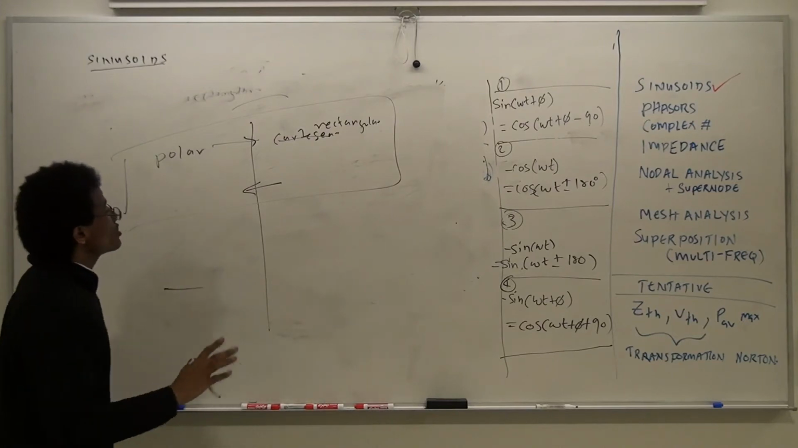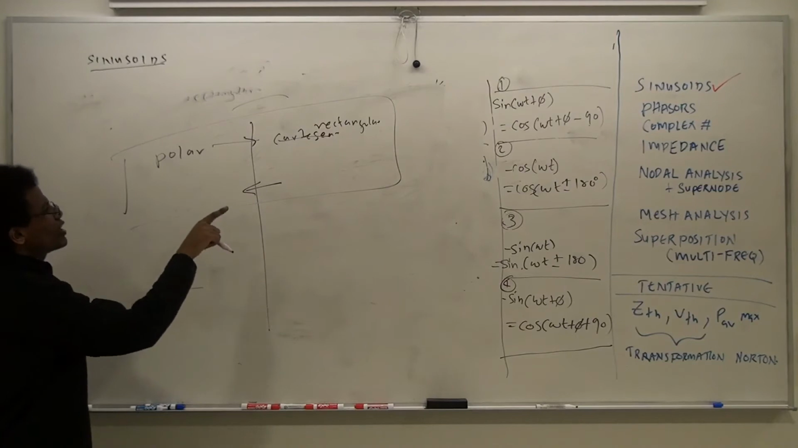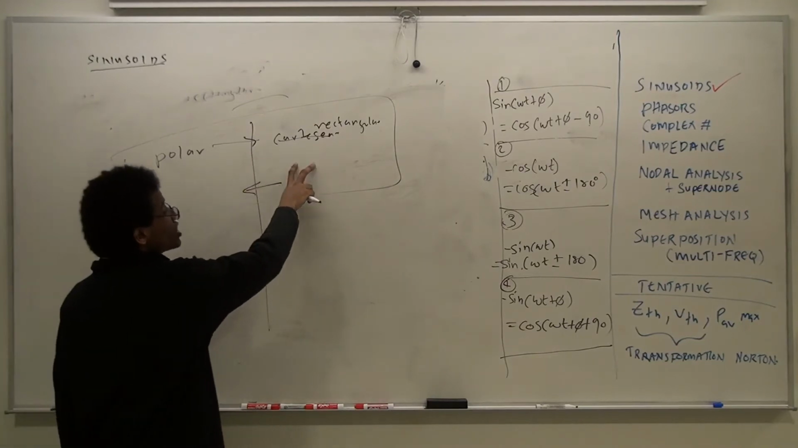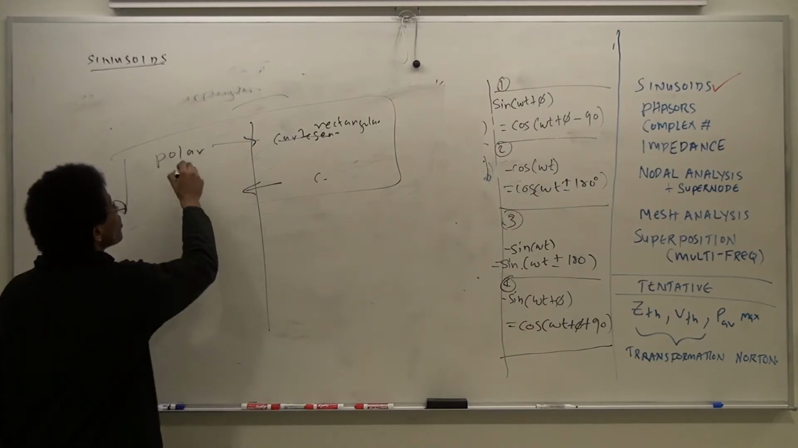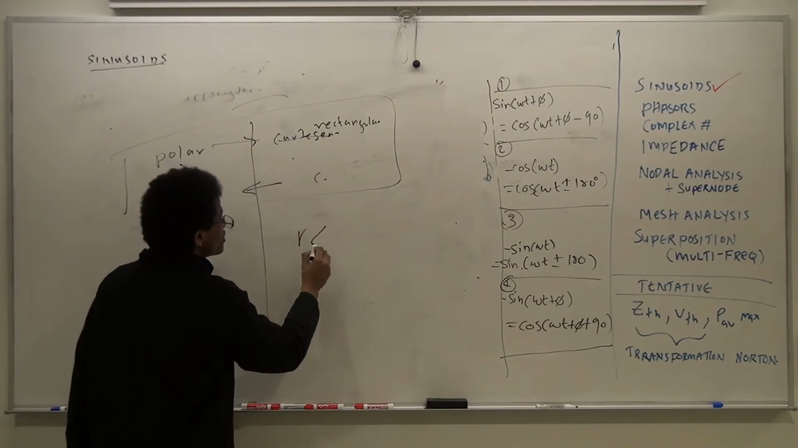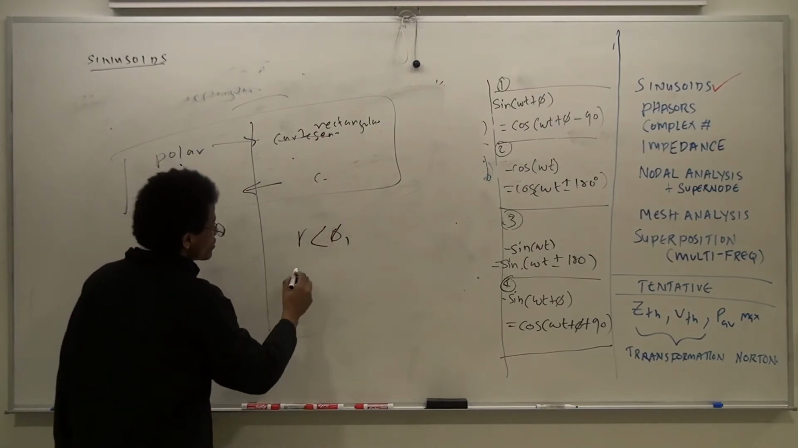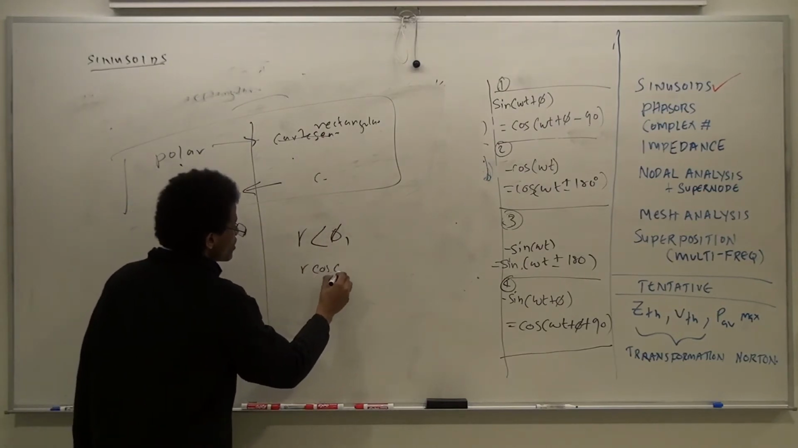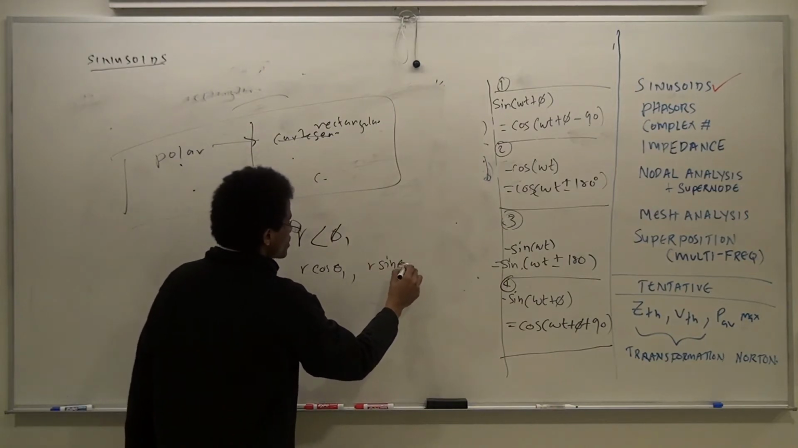The only concern is, did I talk about how to go from polar to Cartesian? No, but I did talk about how to go from Cartesian to polar, right? So how do you go from polar to Cartesian? This is a very good point. Let's say I've got r and theta 1, how do you go from this to this? Well, it's very easy. You just go r cos theta 1, comma, r sine theta 1.